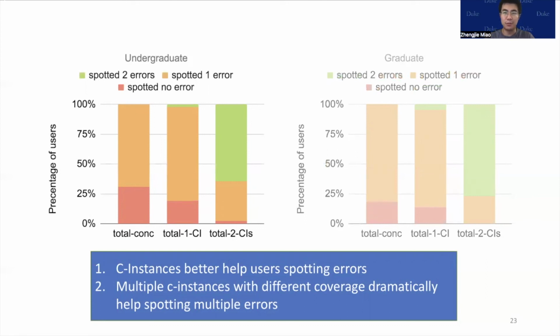Going from left to right, we see a clear performance improvement among users who are shown C instances. The percentage of users failing to find an error goes down to 19%. And almost everyone was able to spot at least one error when given two instances. The majority of them indeed spot both errors in the query. However, no users were able to spot both errors with only one concrete instance.